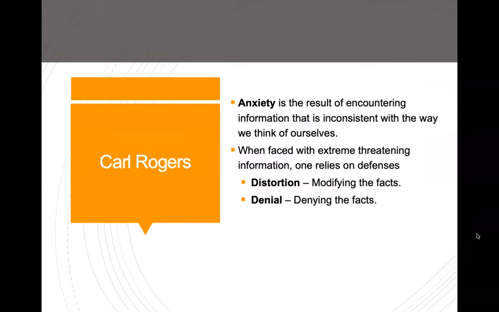But in the humanistic approach, according to Carl Rogers, anxiety is the result of encountering information that is inconsistent with the way we think of ourselves. Okay? Anxiety is when we fall short of becoming this fully functioning person, and we hear information that threatens our self concept. So we're feeling threatened about our self concept, like someone doesn't really love us the way that we love them, or something like that. It threatens the way we feel about ourselves, and that is what causes anxiety.